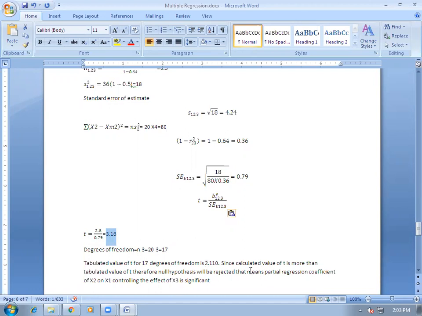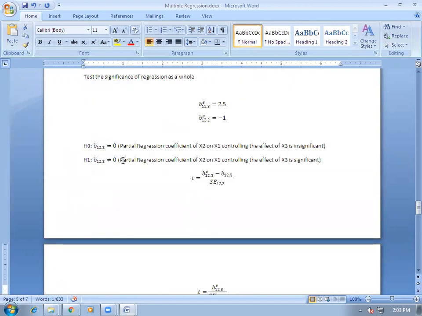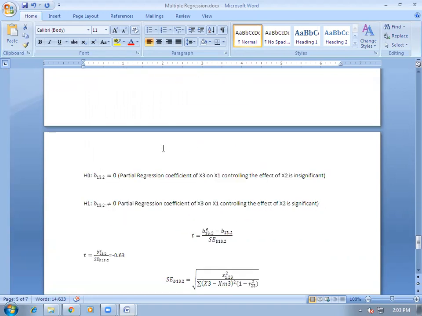That means if the null hypothesis is rejected, then the alternate will be accepted, and the alternate is that the partial regression coefficient of x2 on x1 controlling the effect of x3 is significant. In the same way, we can test the significance of the regression coefficient in case of the partial regression coefficient of x3 on x1 controlling the effect of x2.